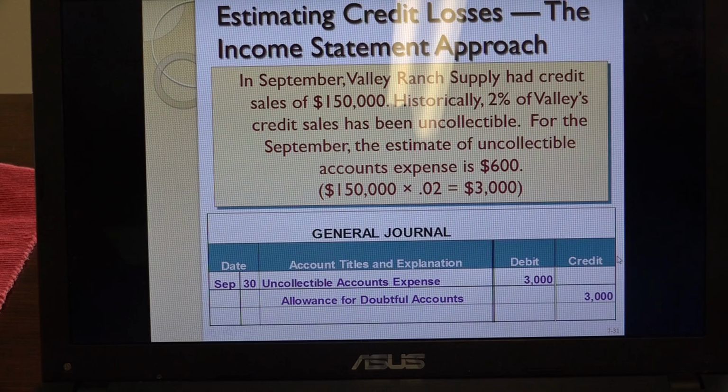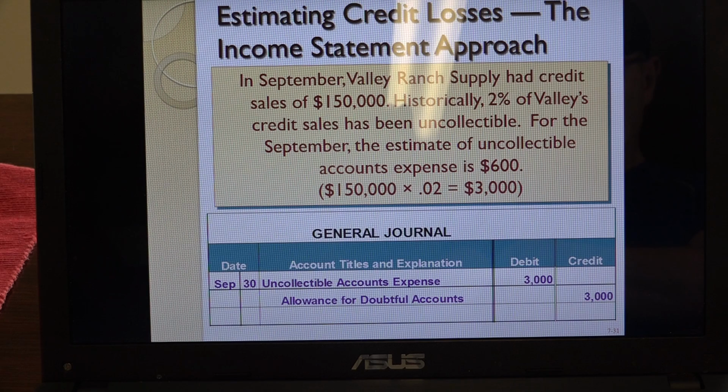All right, so here's an example of that. In September, Valley Ranch Supply has credit sales of $150,000. Historically, 2% of Valley's credit sales have been uncollectible. For September, the estimate of uncollectible accounts expense is $600. So, anyway, 150,000 times 2% is basically the deal.